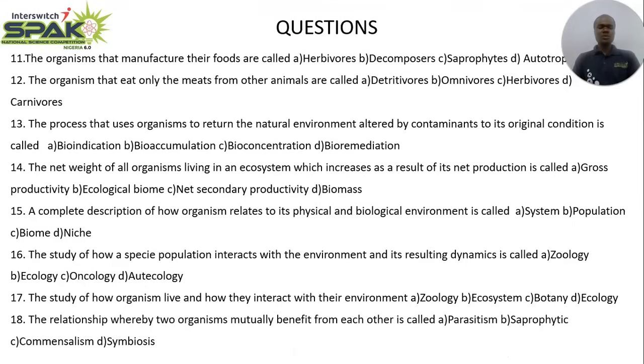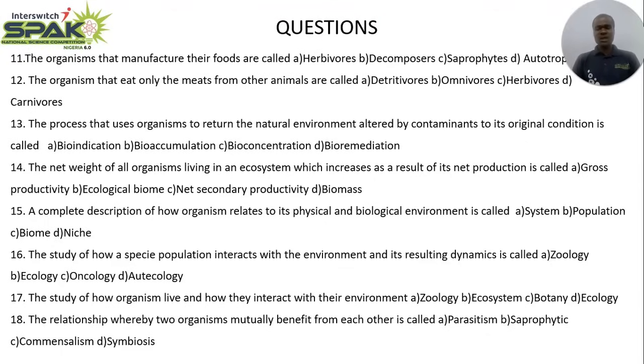The relationship whereby two organisms mutually benefit from each other is called: A. Parasitism, B. Saprophytic, C. Commensalism, D. Symbiosis. Parasitism is plus negative. One organism benefits, the other suffers loss or harm. The one that benefits is the parasite, the host suffers loss. So there is no mutual benefit.